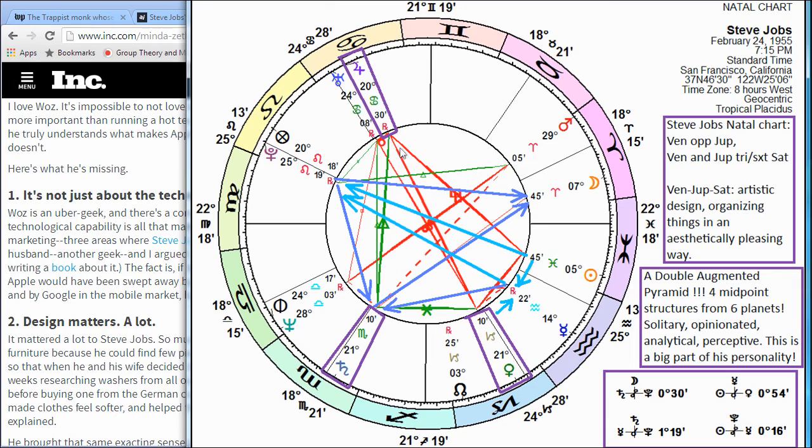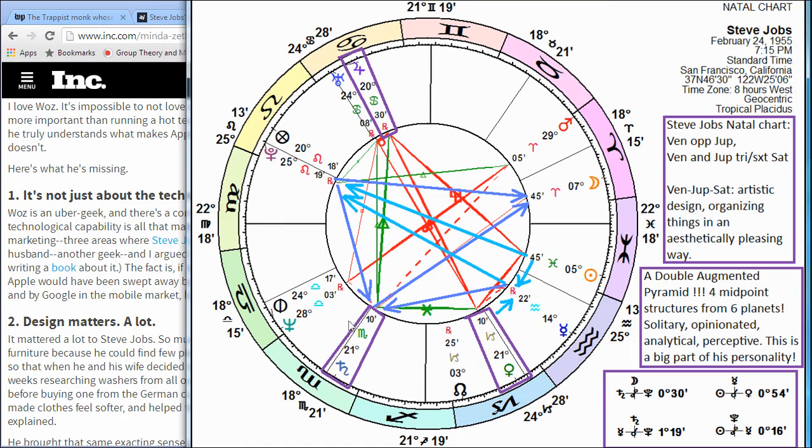Now don't get overwhelmed by all these lines in the middle. I'll explain this in a minute. But here's his birth chart. He happens to have 22 degrees of Virgo rising. His Moon is in the 7th house in Aries. Sun is in the 6th house in Pisces, and so on. So that's his birth chart.